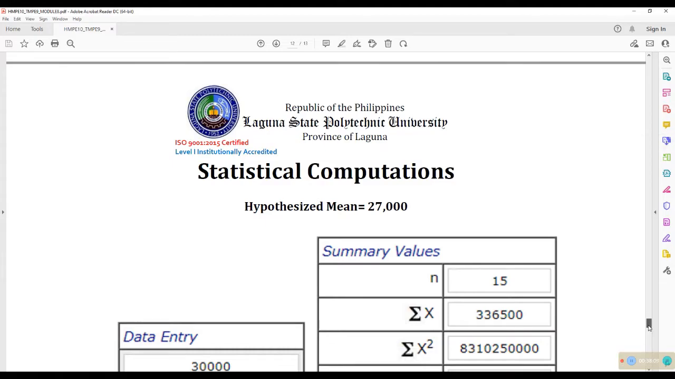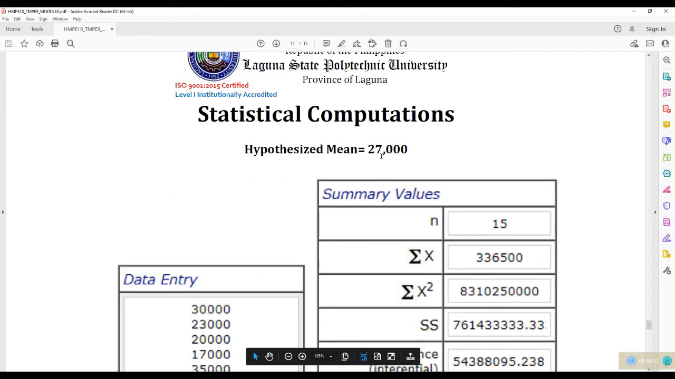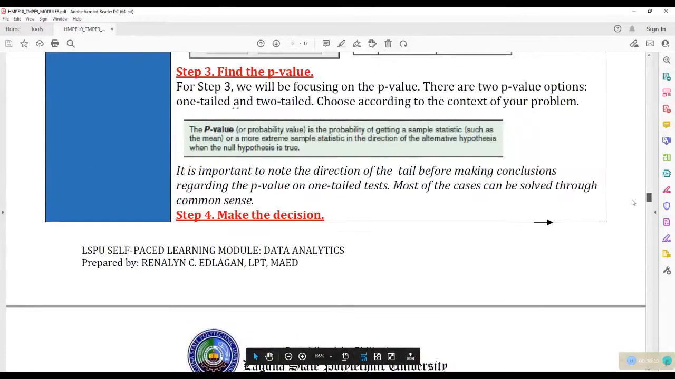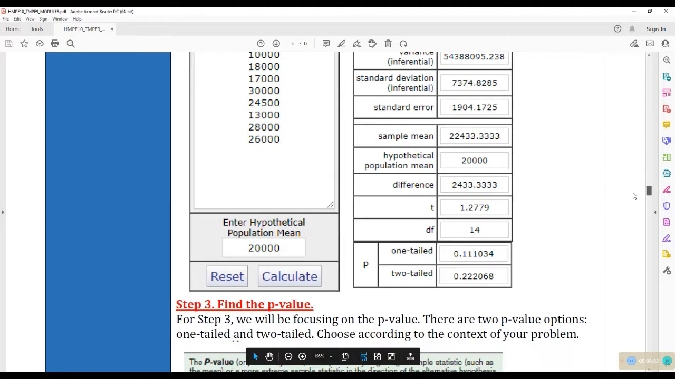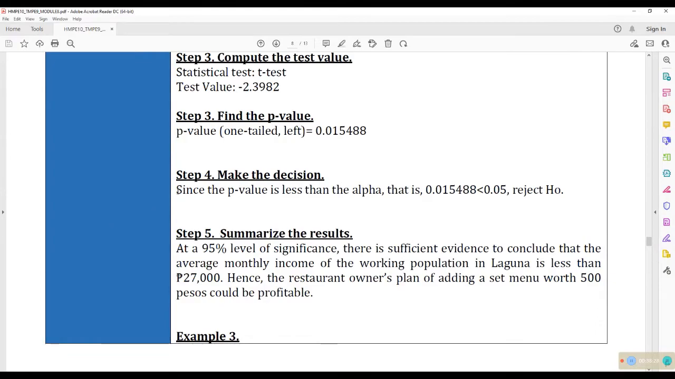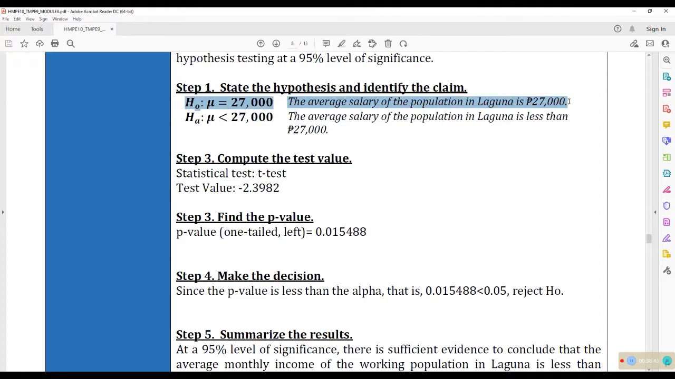Okay? The hypothesized mean of 27,000 pesos ay nandito. Yan, dito nyo makikita yung one-tailed test value. Balik tayo doon. Saan na tayo? Ito. Yan. So, since the p-value is less than the alpha, that is 0.015488 is less than 0.05, you have to reject the null hypothesis. So, kung rejected na ito, hindi na siya valid, ang tatanggapin natin ay itong pangalawa.